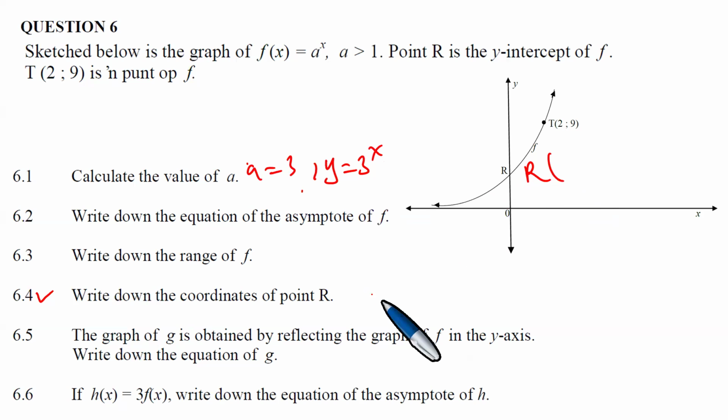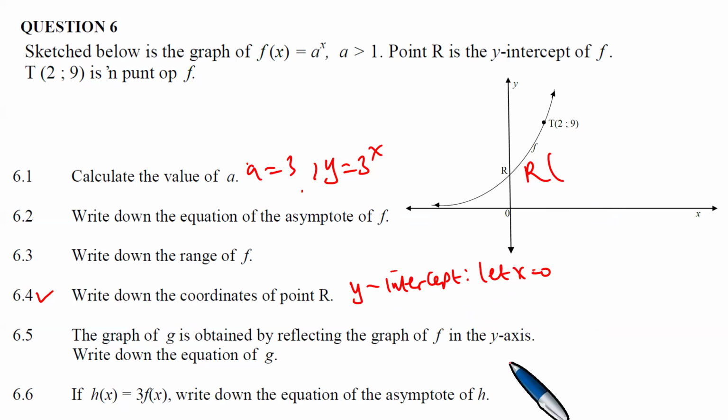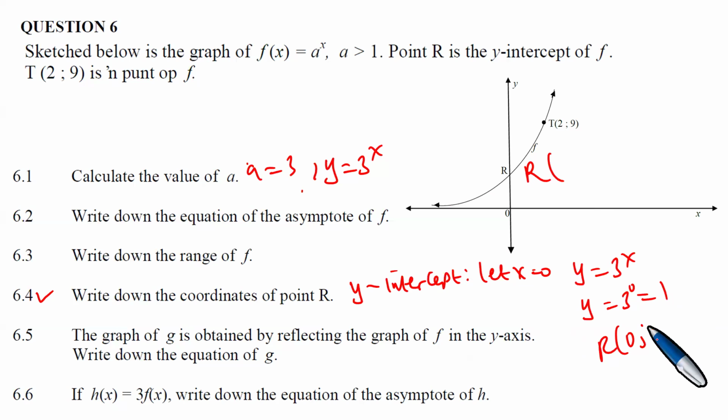Now, to find the coordinates of R, this is the y-intercept. To get the y-intercept, you let x be 0. If you let x be 0 in the function 3 to the power x, you have 3 to the power 0, which is 1. So the coordinates of R are exactly x is 0 and y is 1. The coordinates of the point R are (0, 1).